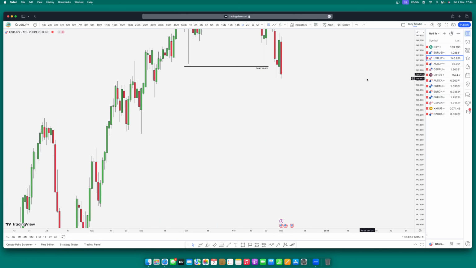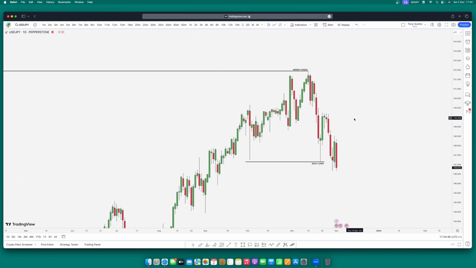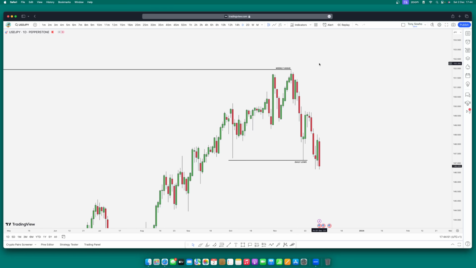USD JPY last week, I said that one of these liquidities is going to be the play, right? One of these liquidities is going to be the play. If we start to see price go higher, then this weekly high is going to be the play. If we start to see price go down, like I said last week, then this liquidity down here is going to be the play.